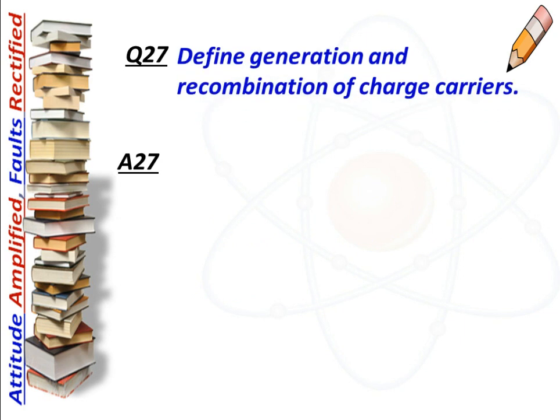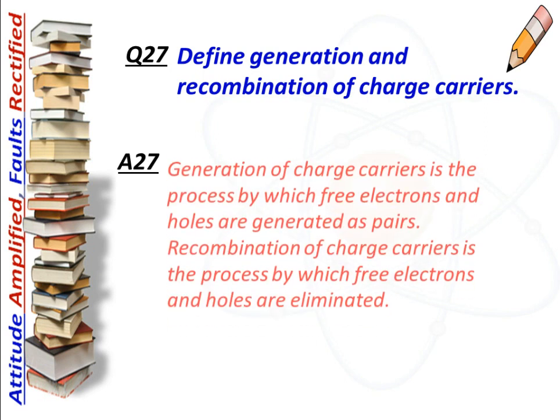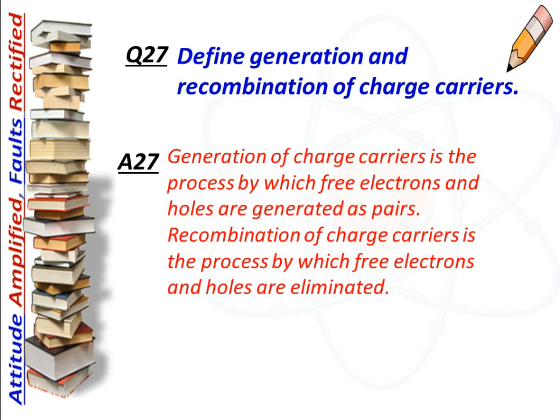Define generation and recombination of charge carriers. And the answer is, generation of charge carriers is the process by which free electrons and holes are generated as pairs. Recombination of charge carriers is the process by which free electrons and holes are eliminated.